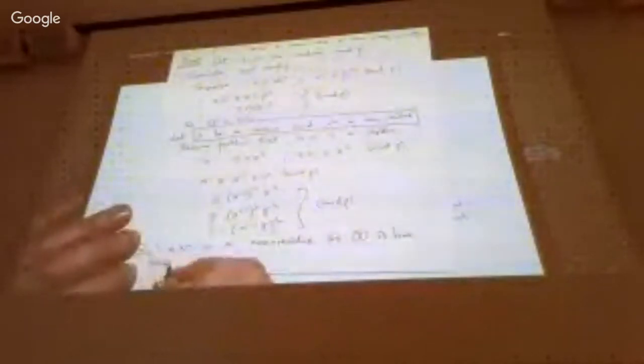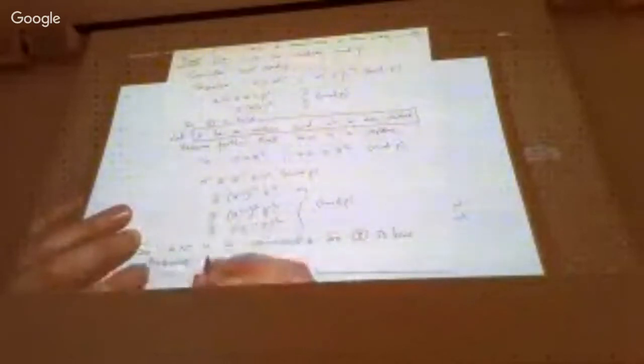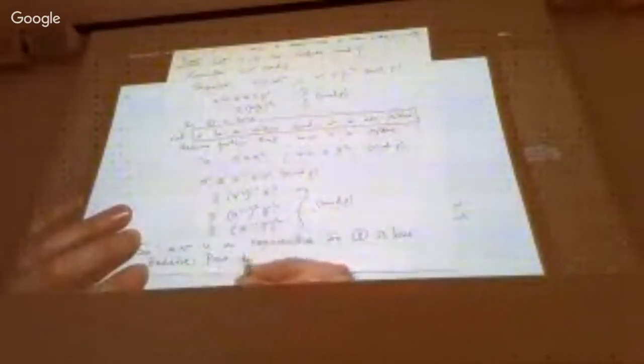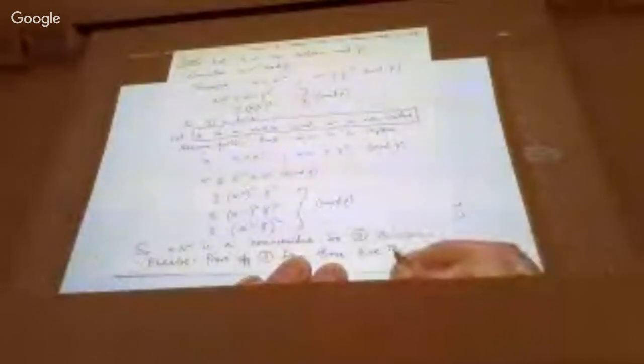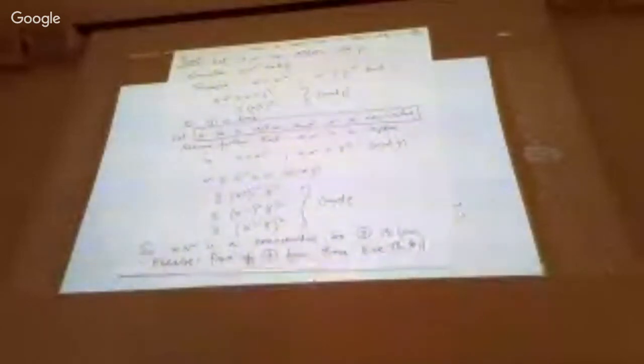And an exercise for tomorrow: prove 2 from these. 2 is the only one we haven't proved. And a hint is to use theorem 8.1, the theorem we just proved that half of the elements are residues, half of them aren't.